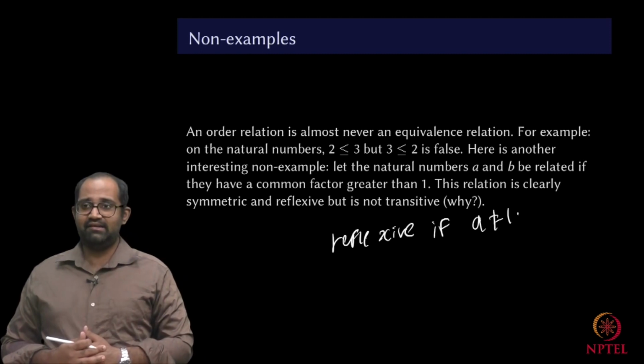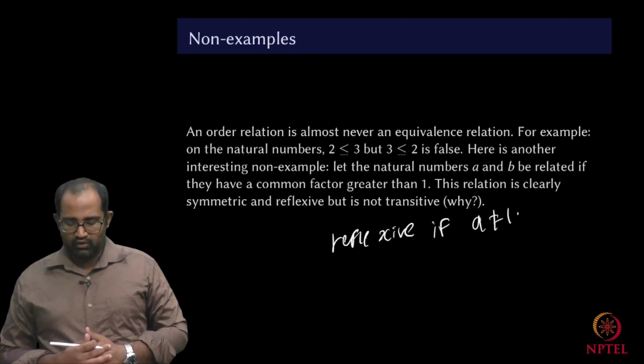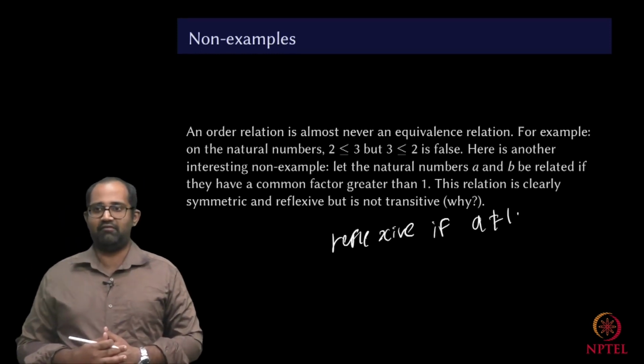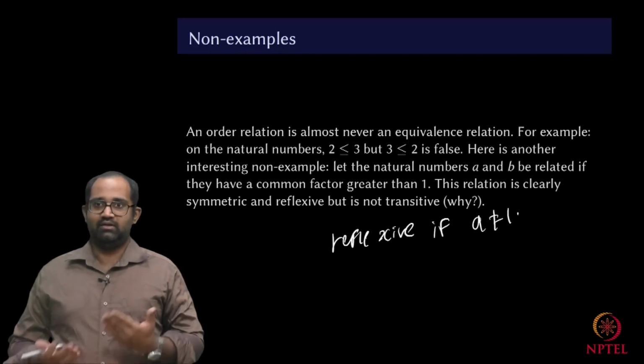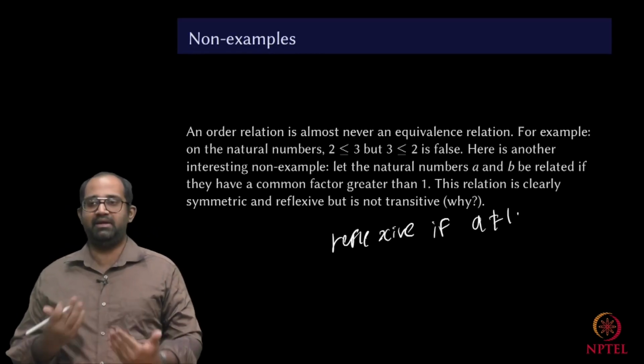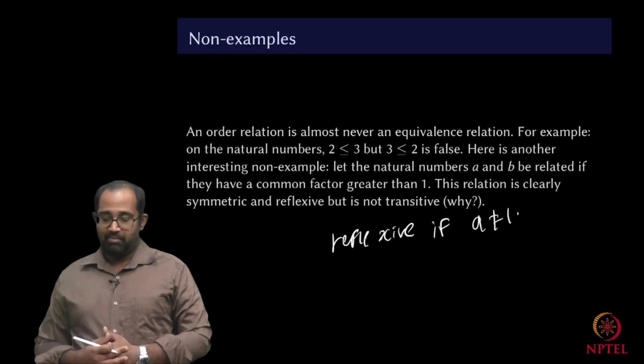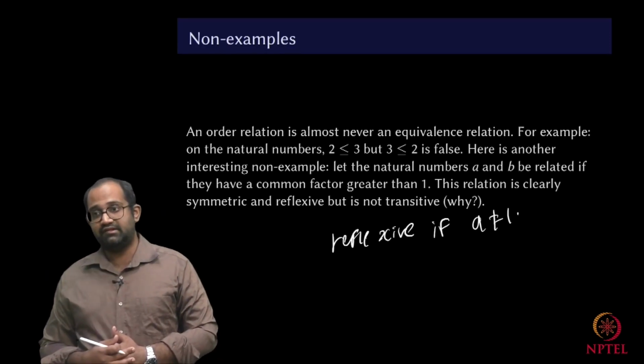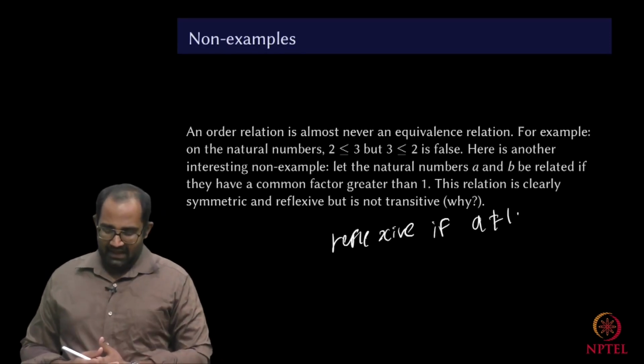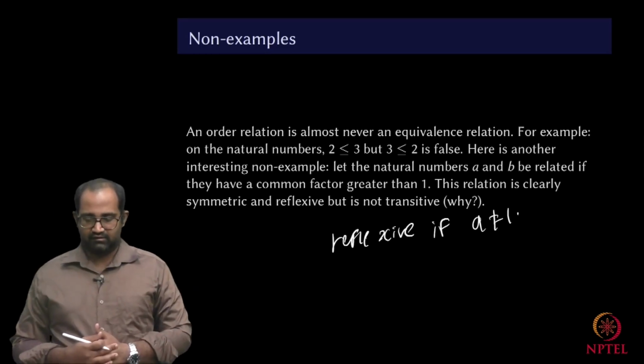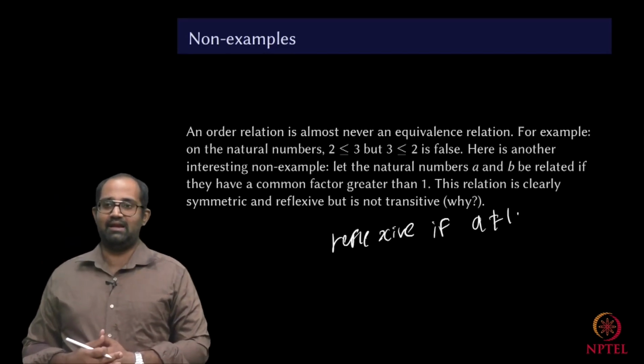and it is clearly symmetric. If you take two numbers a and b and they have a common factor greater than 1, then obviously a is related to b implies b is related to a, but it is not transitive. Well, how can that happen? Well, consider for instance 4, 6 and 9.